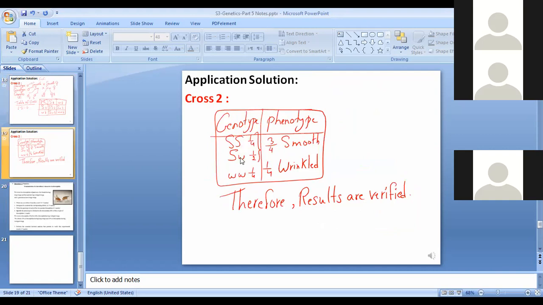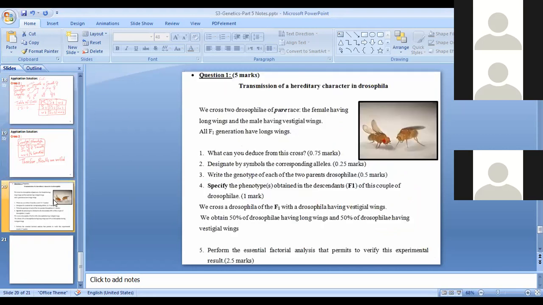In the table of results, we have SS and SW. Both of them give smooth. So 3 over 4 is smooth, and WW is 1 over 4, so it's wrinkled. Therefore, the results are verified. Now, let's move to the quiz.